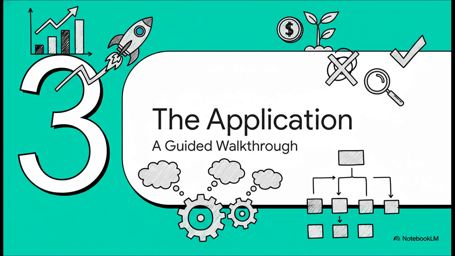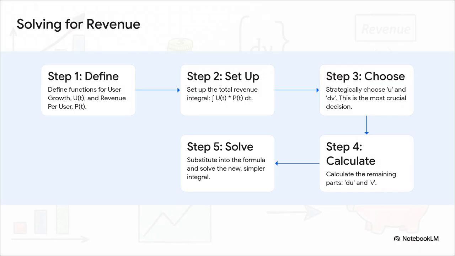All right, enough theory. Let's get our hands dirty. We're going to take that startup revenue challenge we talked about and solve it, step by step, exactly how you would do it in a real-world business analysis meeting. Okay, let's walk through this process. Steps 1 and 2 are all about setting the stage. We define our functions. Let's say our user growth, u of t, is an exponential function, and our revenue per user, p of t, is a simpler linear function. We set up our integral as the product of those two.